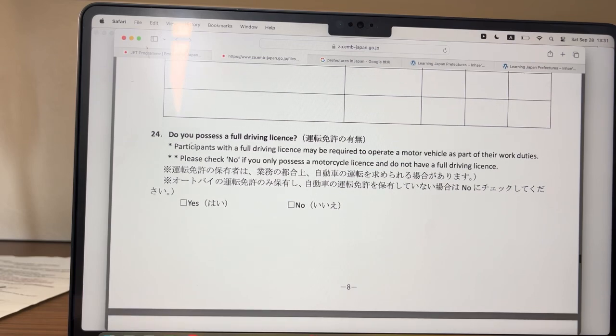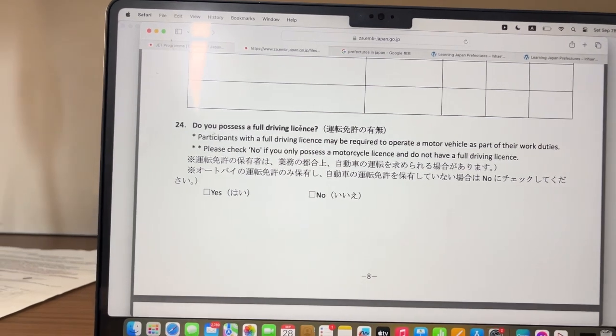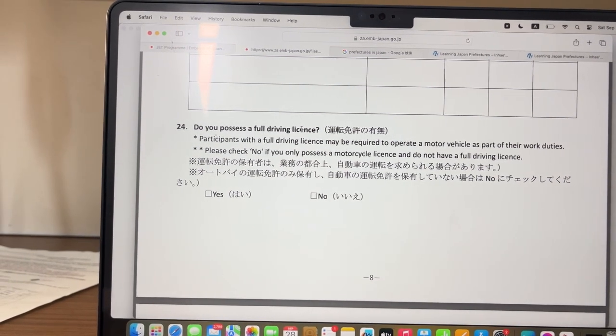Okay, number 24, do you possess a full driving license? Participants with a full driving license may be required to operate a motor vehicle as part of their work duties. Please check no if you only possess a motorcycle license and do not have a full driving license. So please don't lie. If you don't have a driver's license, that's okay. It's not required for you to have a driver's license.